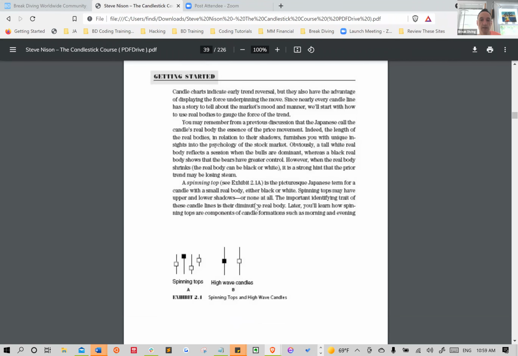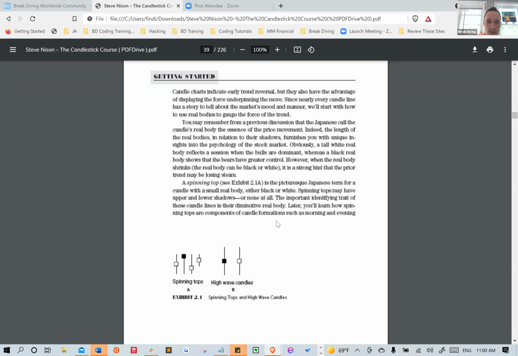Fascinating. Okay. A spinning top is the picturesque Japanese term for a candle with a small real body, either black or white. So the spinning top, there are 4 spinning tops here. When it's a small real body, it's called a spinning top, and you showed 4 different variations. Spinning tops may have upper and lower shadows or none at all. So it has nothing to do with the shadows. It has to do with the fact that it's like a little tiny box.